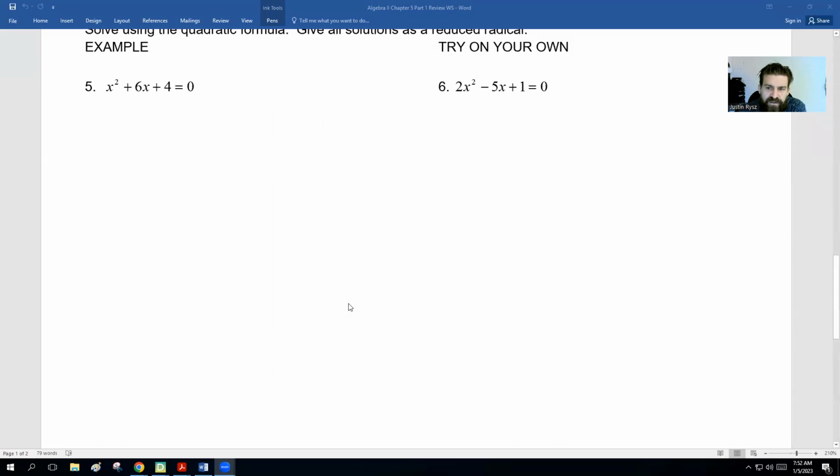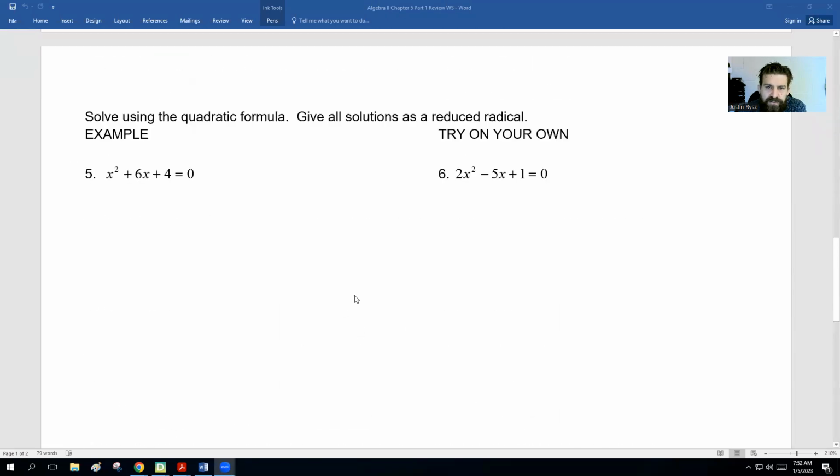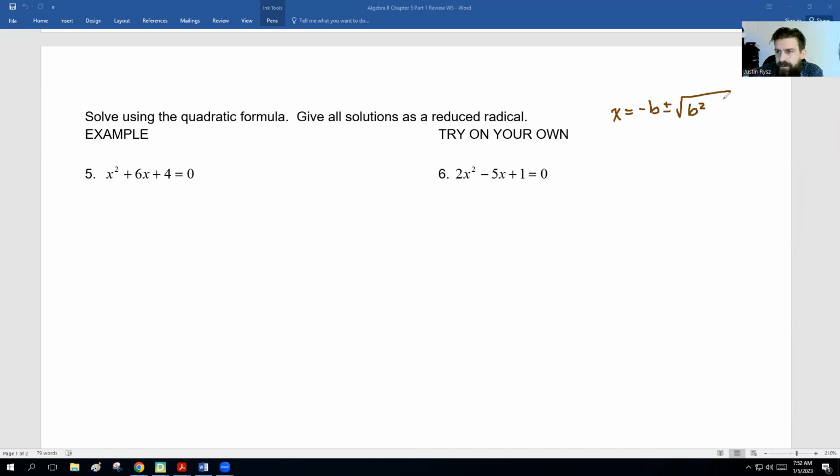Okay, so the next part that we did was the quadratic equation. If you don't remember the quadratic equation, write it down. It is x equals negative b plus or minus the square root of b squared minus 4ac, all over 2a. Okay, where the number in front here is your a, b, c.